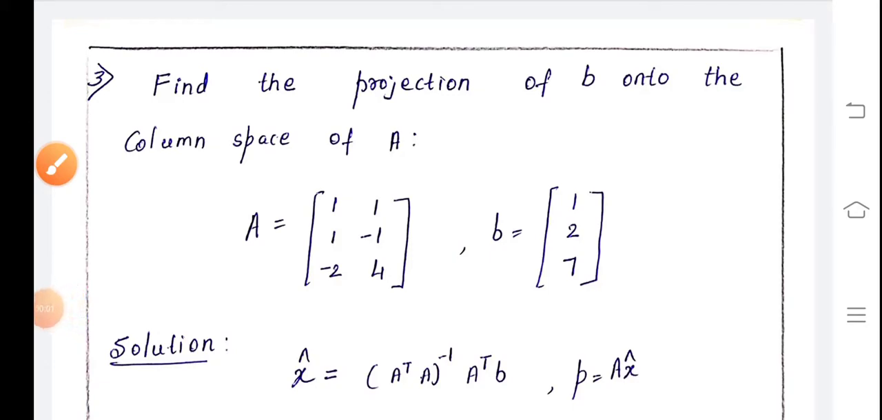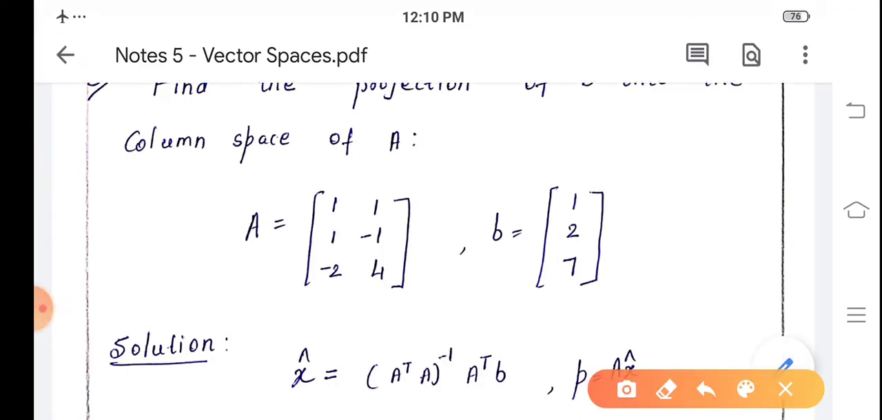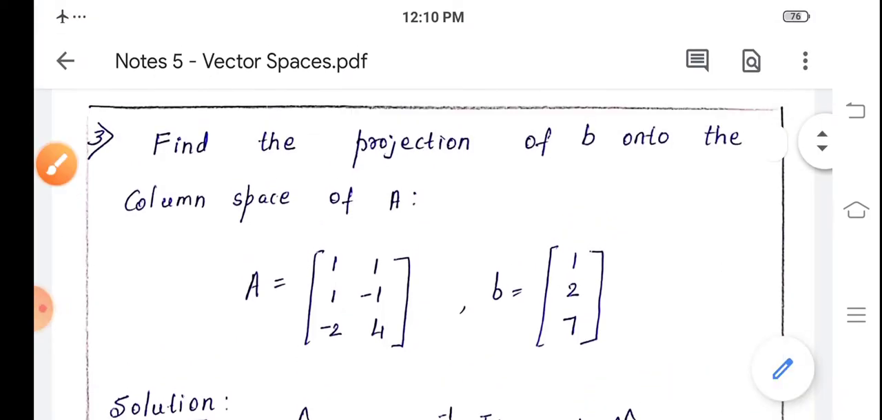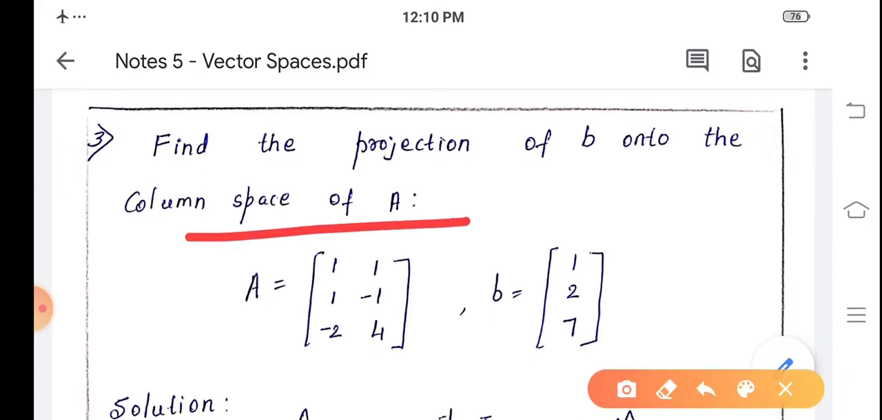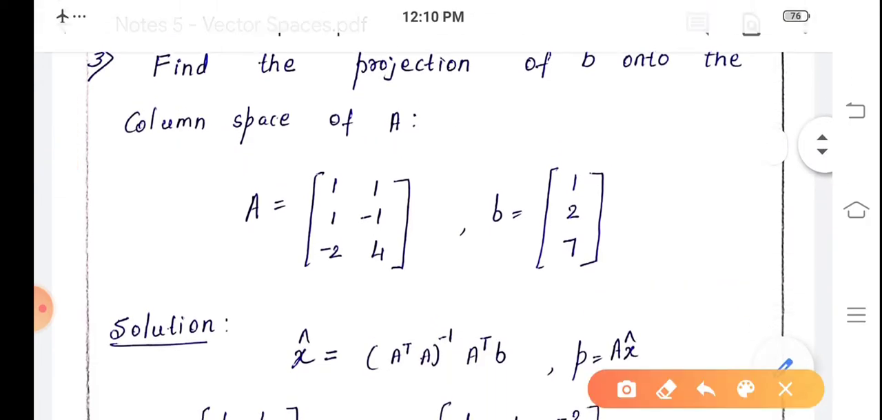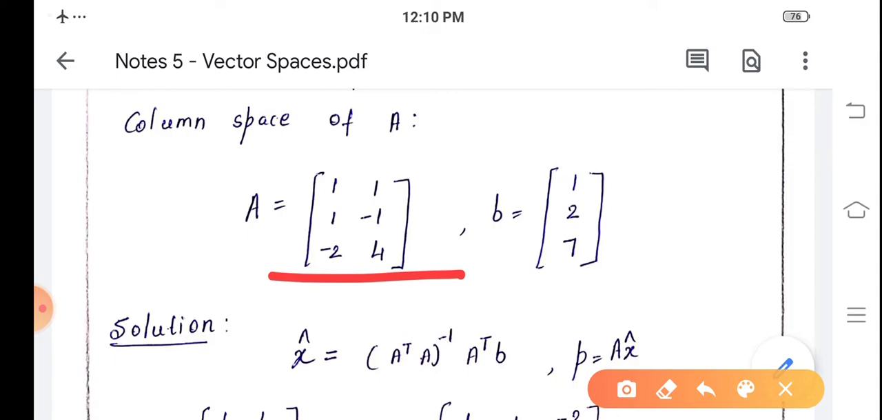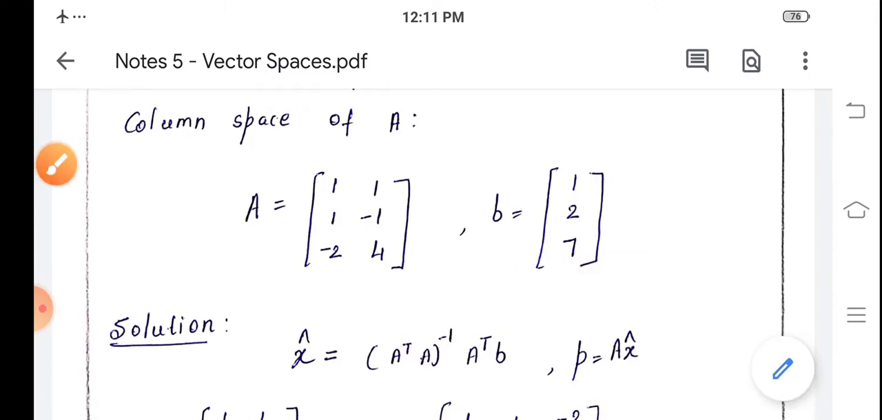Students, today we shall continue with the exercise questions on projection and least square solution. Question number 3 is: find the projection of B onto the column space of matrix A, where matrix A is given by first row 1 1, second row 1 minus 1, third row minus 2 4, and B is given by B equal to 1 2 7.